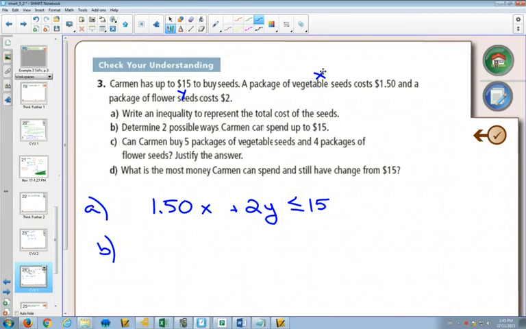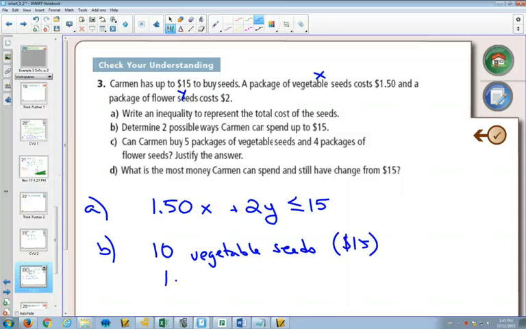She could buy 10 vegetable seeds and none of the flower seeds, because 10 times $1.50 would be exactly $15. It would also be true if she just bought one of each. She'd still have lots of money left, but that would still be okay, because she has up to $15. So she could buy, like you said, 10 vegetable seeds. That would cost her all $15. She could buy just one of each. That would only cost her $3.50, but would still be less than the $15.